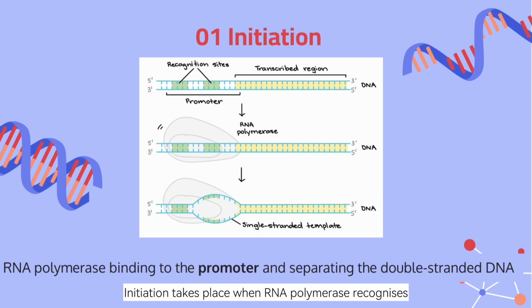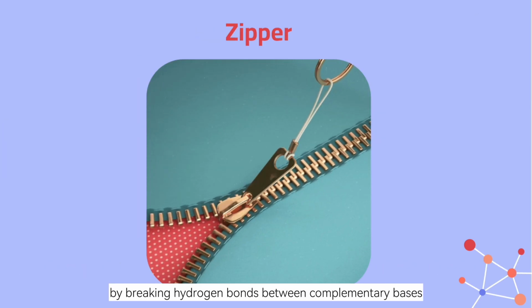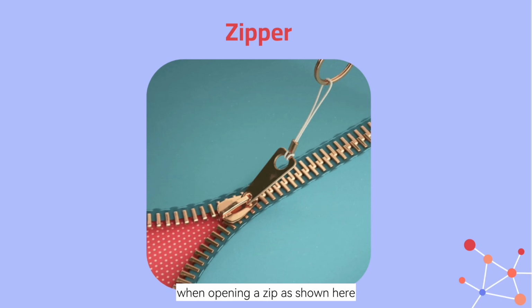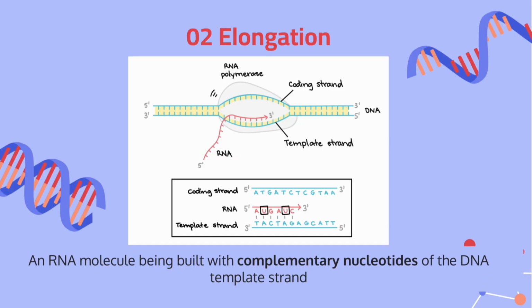Initiation takes place when RNA polymerase recognizes binding sites at the promoter on the DNA, and afterwards it binds to this site, and it requires the help of additional transcription factors in the process. Afterwards, unwinding of the DNA takes place by breaking hydrogen bonds between complementary bases, and this is perfectly shown in the analogy of opening a zip, as shown here.